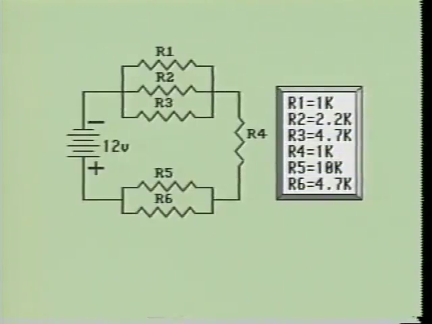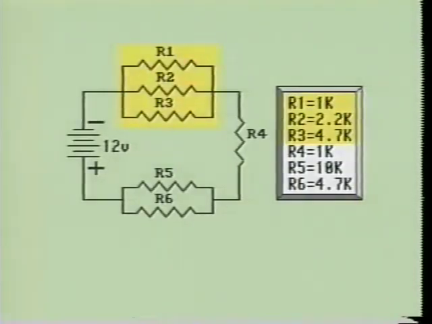Next, we will examine another series parallel circuit. Here we see two parallel circuits consisting of R1, R2, and R3 in one circuit, and R5 and R6 in the other circuit, and they are connected by a series resistor, R4. This circuit is then placed across a 12-volt power source. We will approach this circuit just as we did the last one.